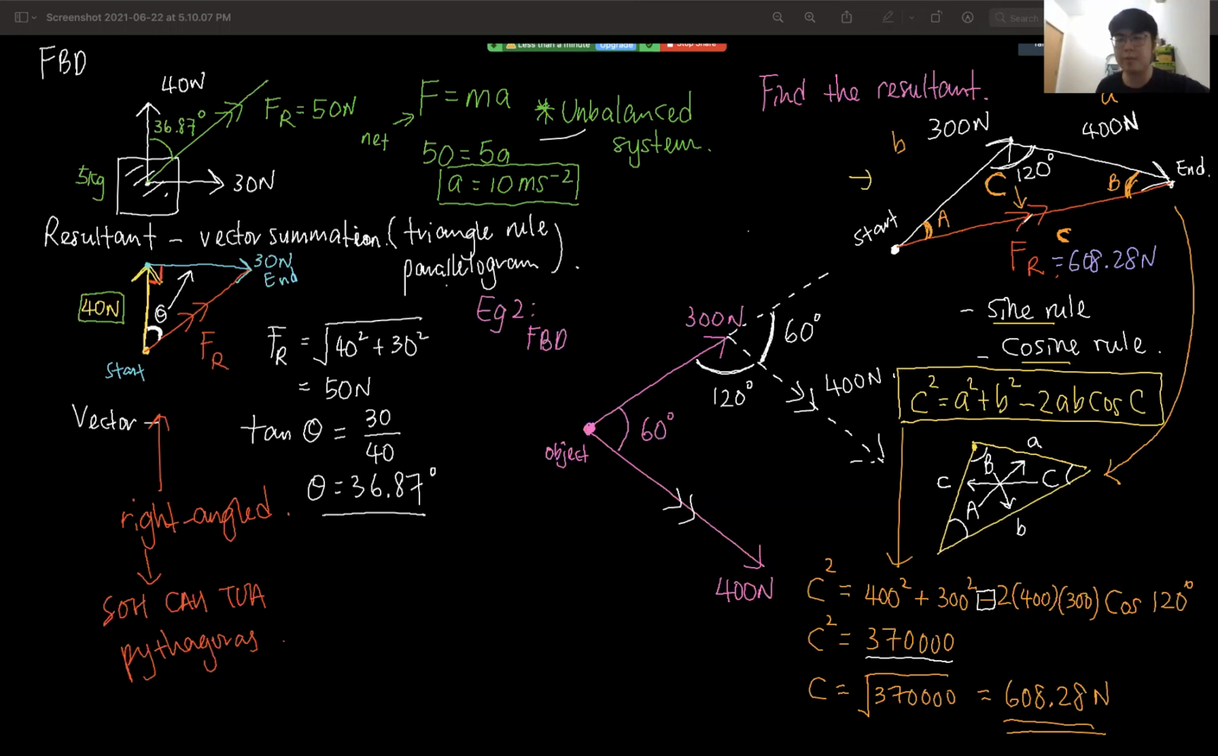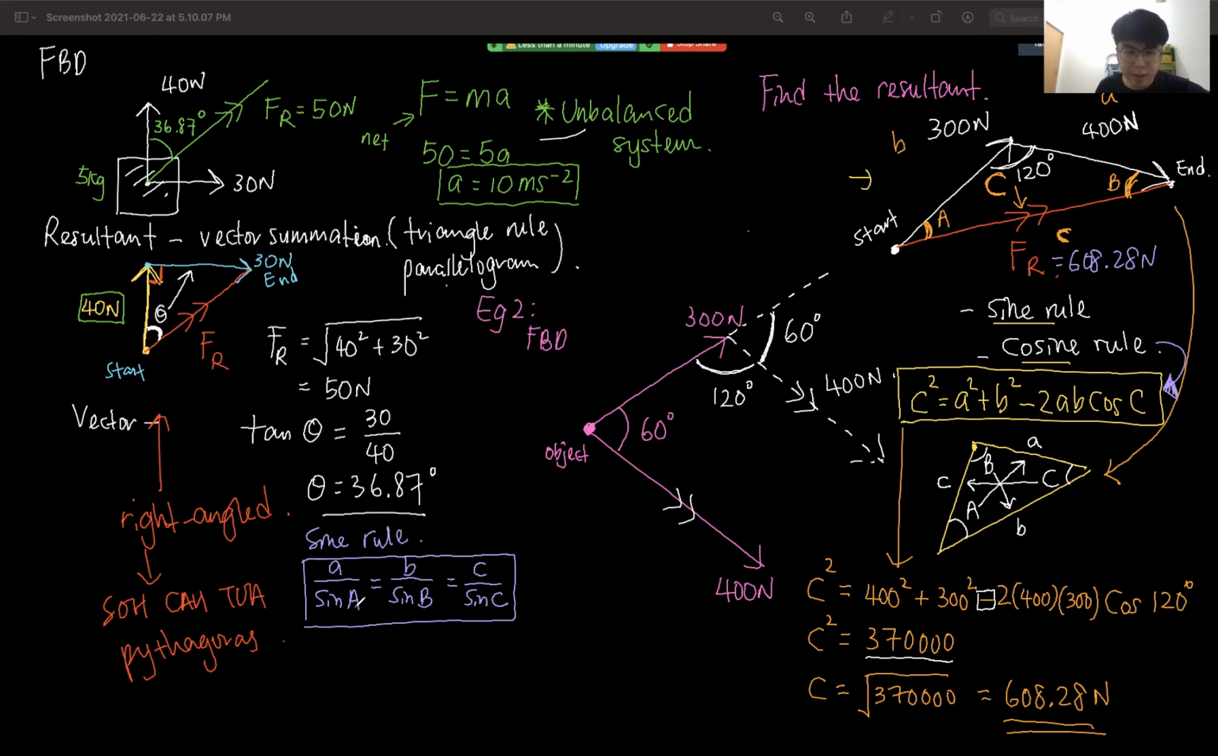Okay, we got the magnitude is 608.28 Newton. Now is the direction. The magnitude we use the cosine rule, and the direction we use the sine rule. The sine rule formula is fixed: a over sine A equals b over sine B equals c over sine C. These two you need to remember, sine rule and cosine rule. Actually, no need to remember, because you're doing the test online, right?